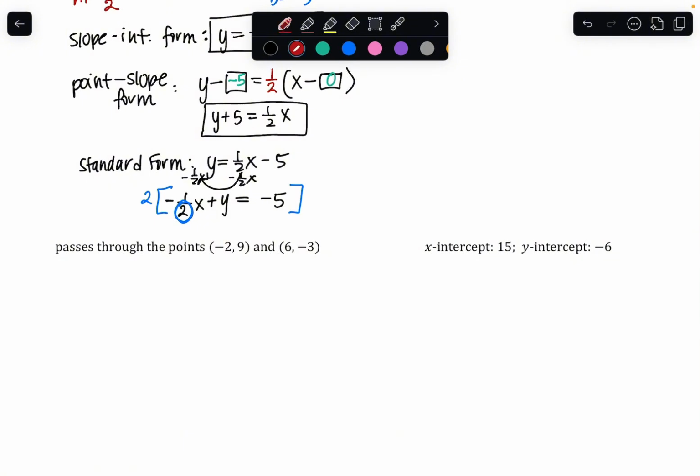There's also a negative in front of the x, and so we want to put a negative to cancel that out. Okay, and so negative 2 times negative 1/2 would be 1, and so we're just going to write the x. Negative 2 times y is negative 2y, and then negative 2 times negative 5 is 10. And so the final standard form would be x minus 2y equals 10.